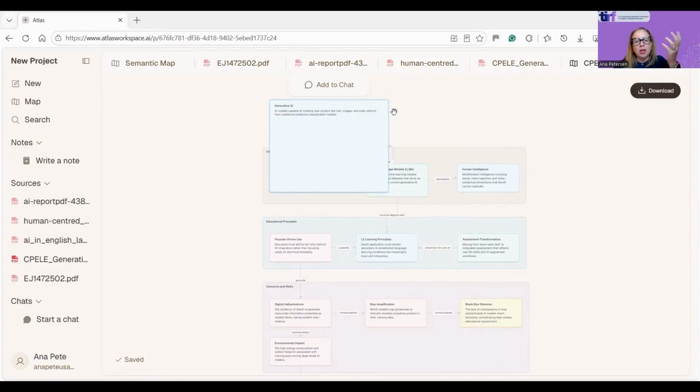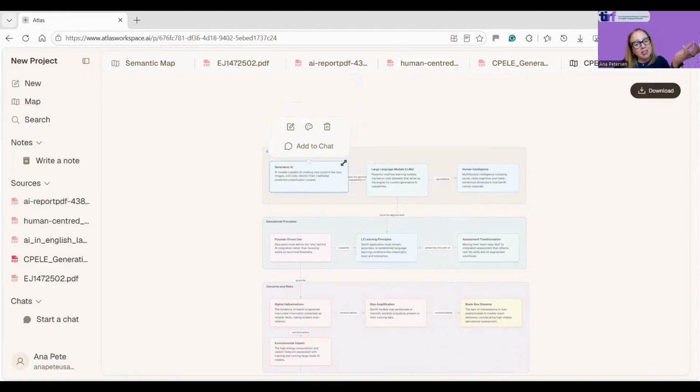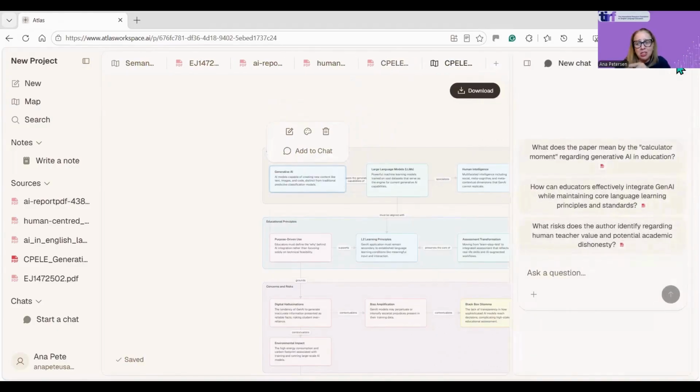Oh no, right? So after I read paper by paper, I can edit, I can compare my ideas to what was given here. Again, in the chat, it already gives me ideas that I can sort of put in the big lenses. So, for example, what does the paper mean by the calculator moment regarding generative AI in education? So AI is already suggesting questions to investigate this paper better and to keep me a little more aware of the amount of information that I have there.